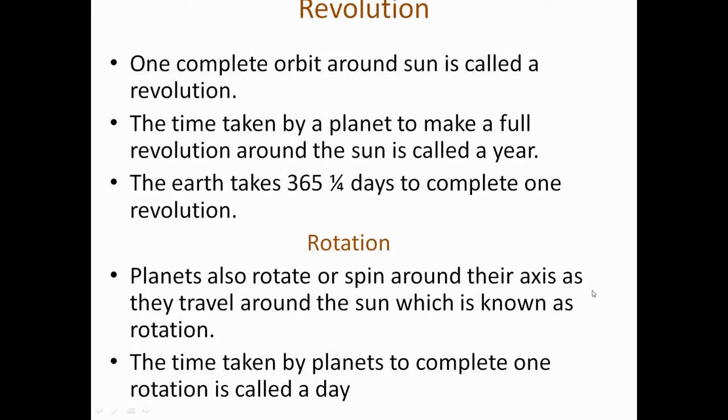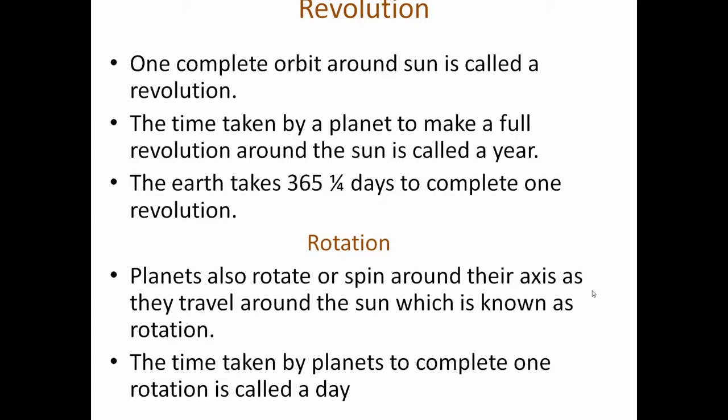Now, there are two types of movements or motions for the planet. One is revolution and the other one is rotation. So what is revolution? The movement of the planet around the sun. One complete orbit around the sun is known as a revolution. And the time a planet takes to make one full revolution around the sun is called a year. And we know that our earth takes 365 1/4 days to complete one revolution.